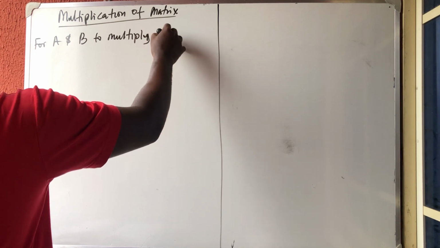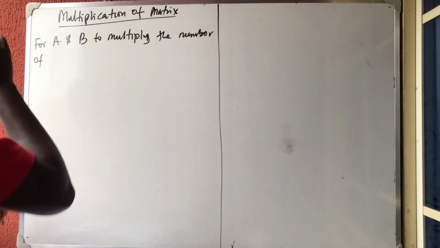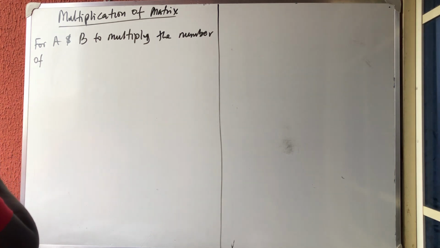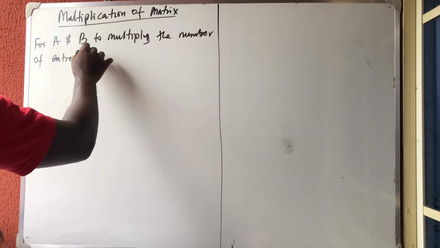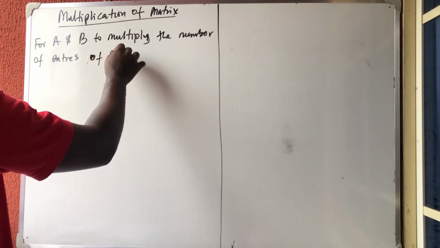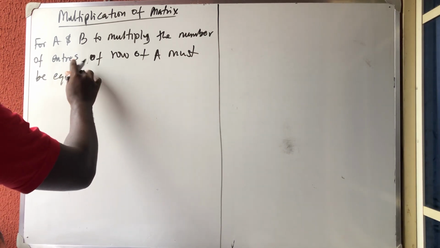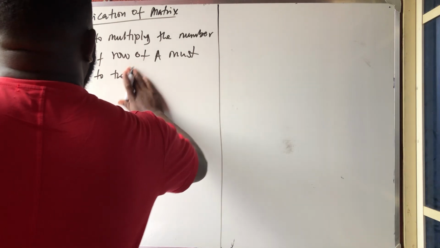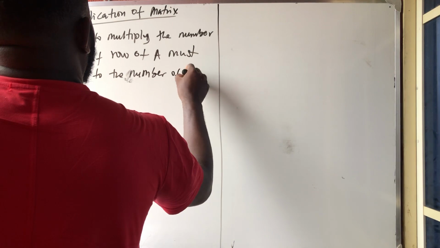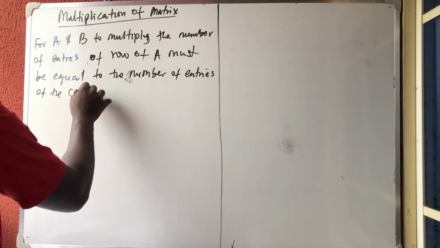So you can write that for A and B to multiply, the number of entries of the row of A must be equal to the number of entries of the column of B.